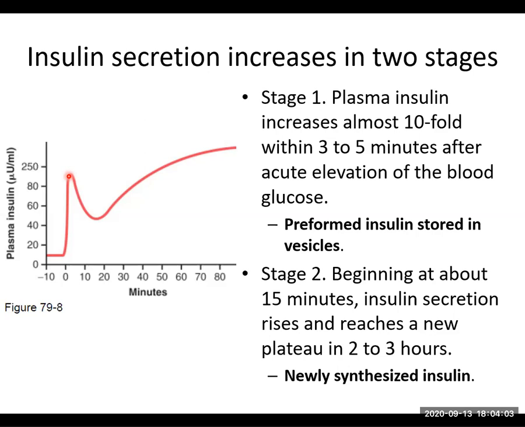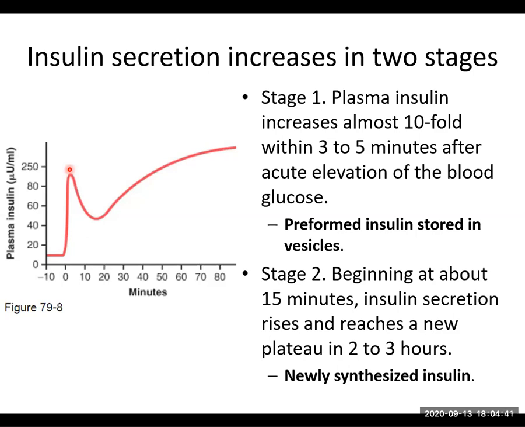But this increase is not stable. It only increases for a couple of minutes and then it decreases. And then it increases again. So why do we have two phases of insulin release after a meal? Why not one? The reason is that when the beta cell detects the glucose level increase, these vesicles containing the insulin will release the insulin into the blood.